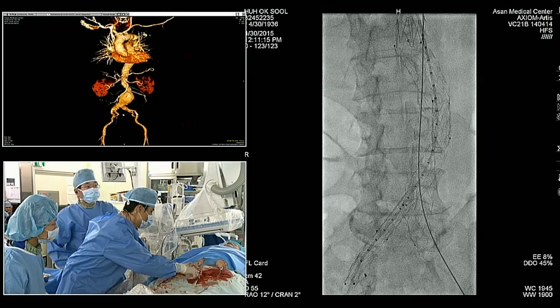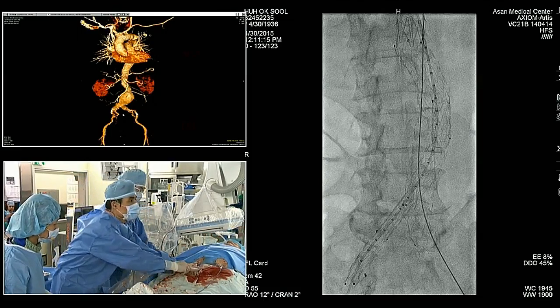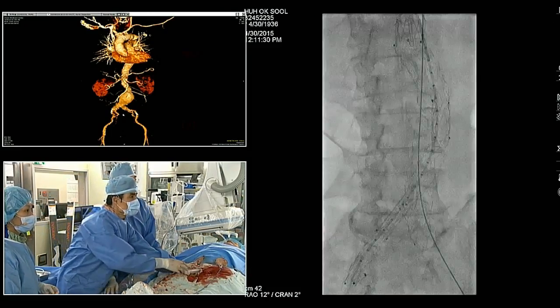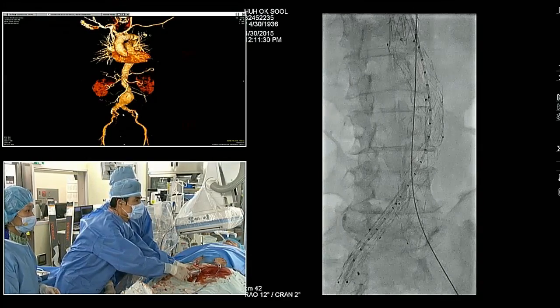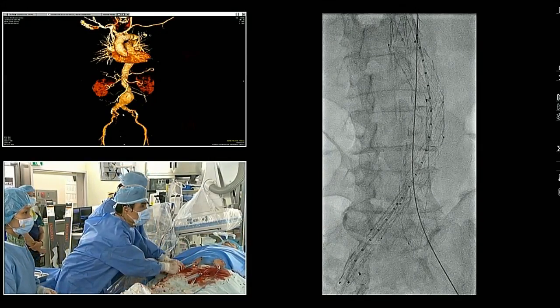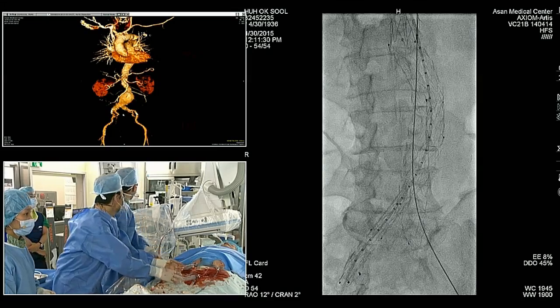And you see, because of the neck angulation and the cross-limb configuration, he's lost some length. He chose his length to go right down to the distal bifurcation, but I think he lost some length in the process.